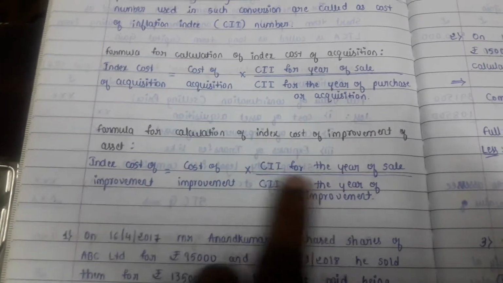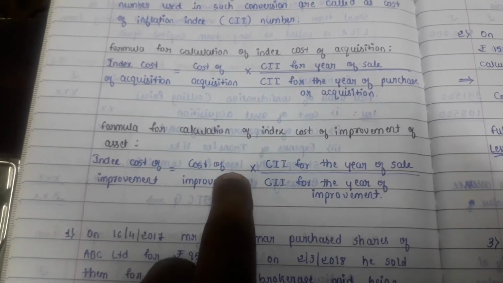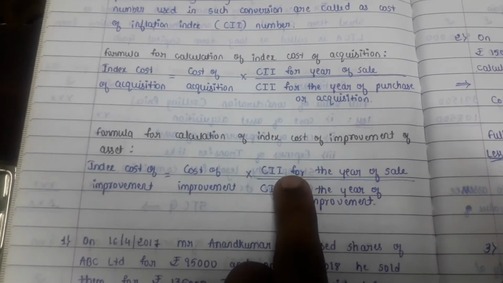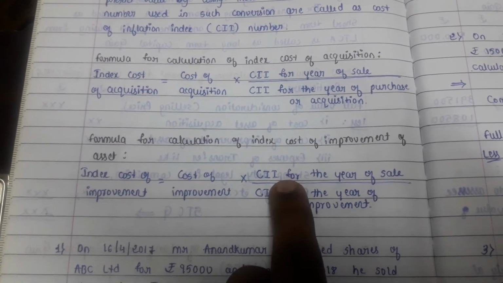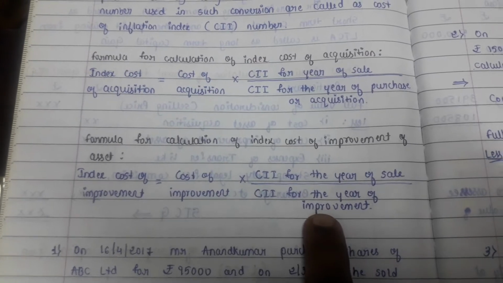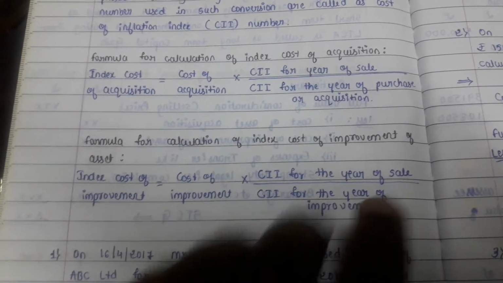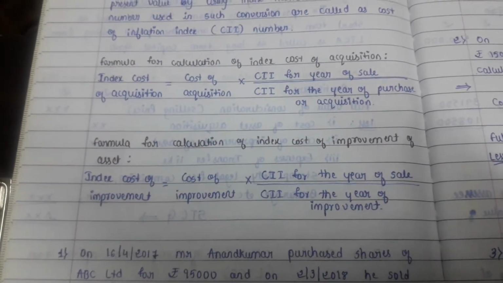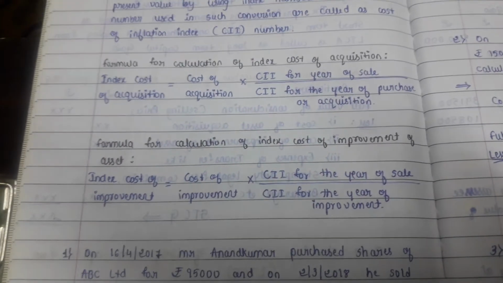For improvement, what we have to do? Index cost of improvement: we take the cost of improvement, multiplied by the CII of the year of sale, and divided by the CII for the year of improvement. You will understand when we are solving the problem. Just remember it, as it might be asked for 2 marks as well.